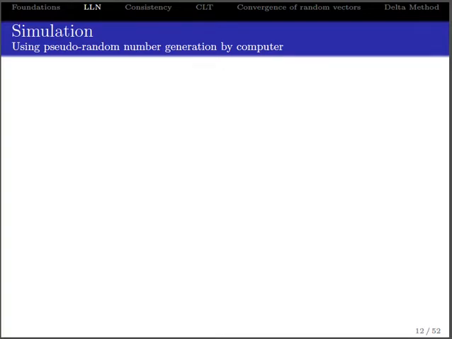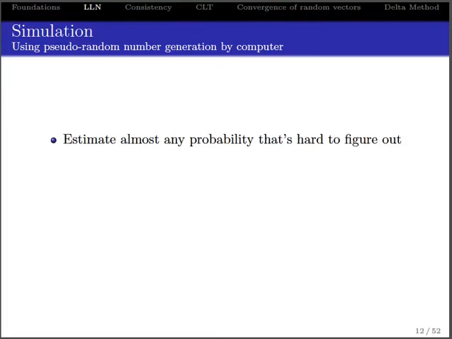The law of large numbers justifies using simulation to figure out hard probability problems by computer. Like what's the probability of a hurricane, or you can estimate almost any probability that's hard to figure out. Statistical power is often difficult, and if it's difficult enough, you can resort to simulation. Think of a big giant weather model where you're trying to predict whether it's going to rain or not, or whether the temperature is going to dip below the frost point.